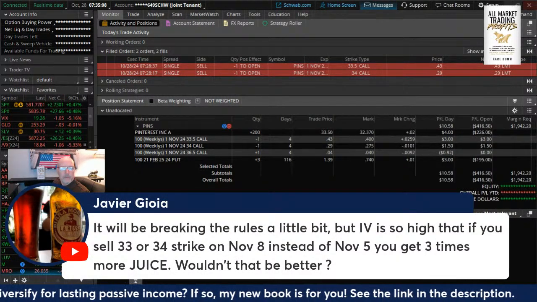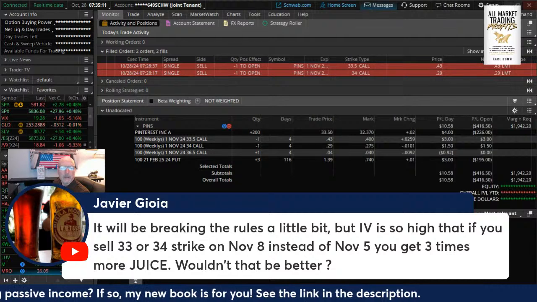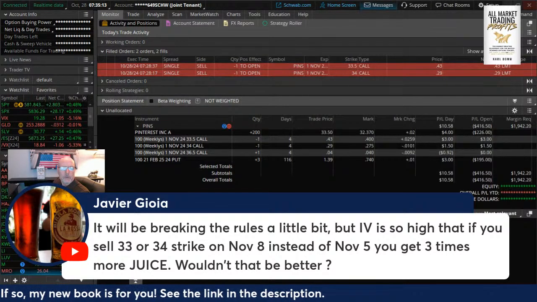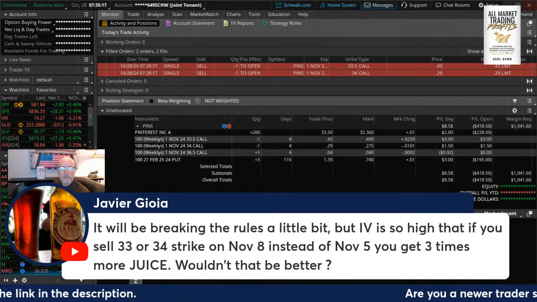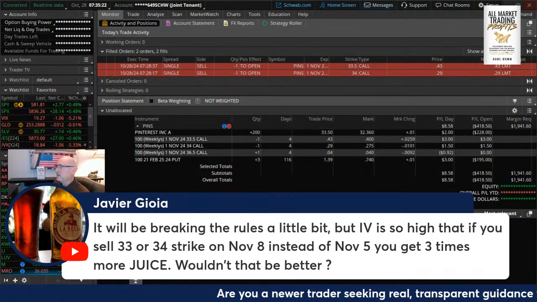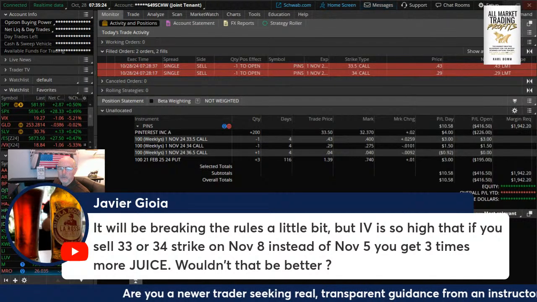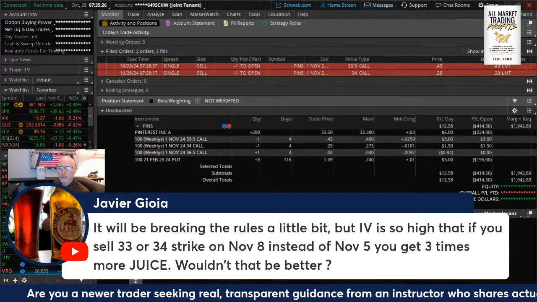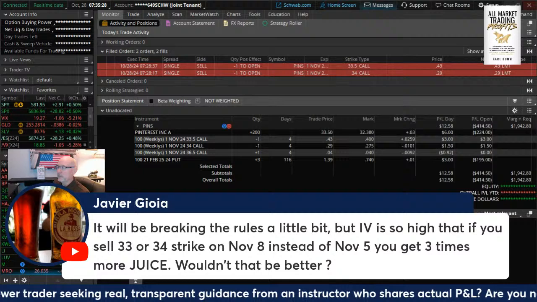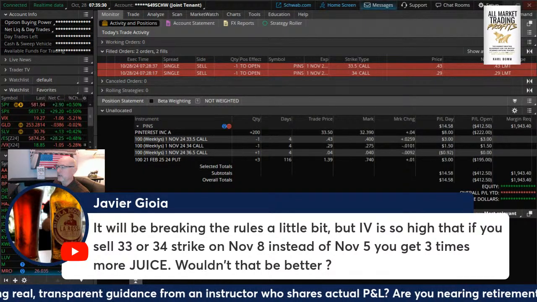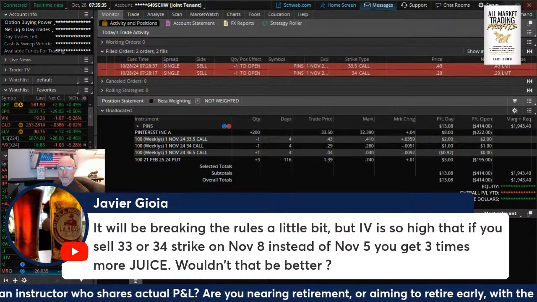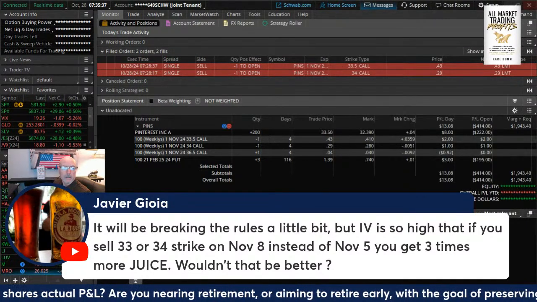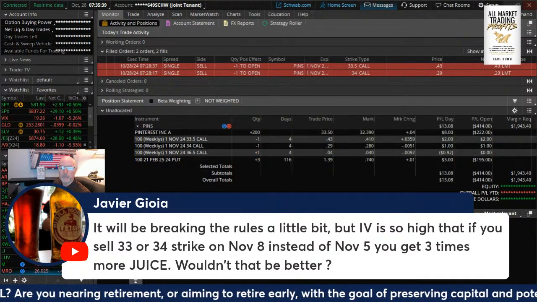Javier says it will be breaking the rules a little bit, but IV is so high that if you sell the 33 or 34 strike on November 8th instead of the 5th, you get 3 times more juice. Wouldn't that be better? Actually, it's not a bad idea, and if you wanted to do that, that would be a pretty good idea. Maybe next week I'll be able to do it again. So I'll be able to keep everything that I sold this week and get more next week. But yeah, that's a great idea, and I don't have anything against doing something like that.